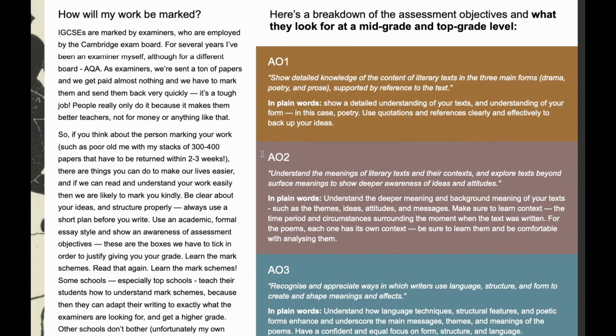So yeah, how is it marked? So examiners are people that mark IGCSEs and GCSEs. I'm actually, I've not done it for a couple of years now, but for a long time I was an AQA examiner for GCSE literature. So the way that an examiner works is they give you hundreds and hundreds of papers. You've got about 2 or 3 weeks to mark everything. You have to mark it as perfectly as possible.